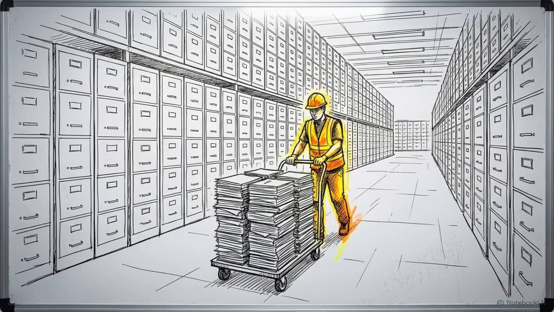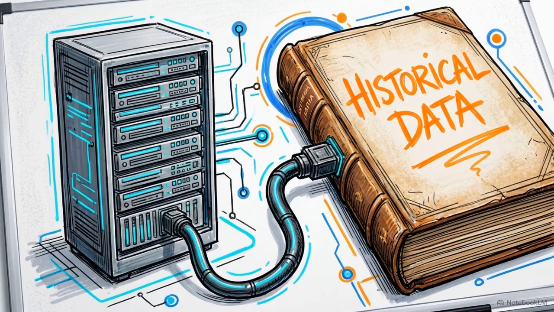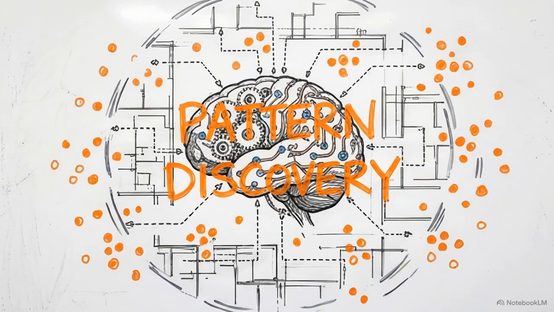Both classification and regression are entirely dependent on humans doing the heavy lifting up front. We have to provide clear, historical, labeled data for the machine to study. The third and most autonomous method of pattern recognition is called clustering.